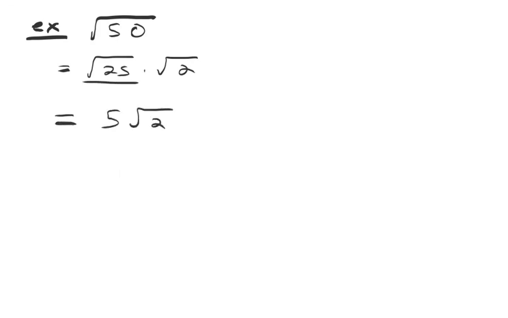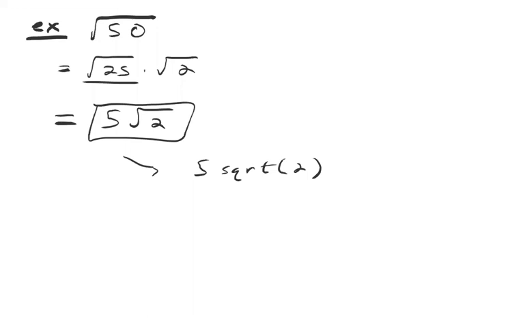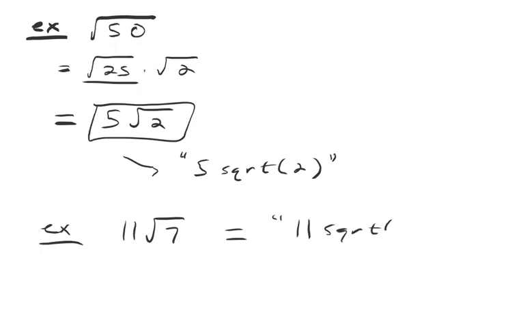You can write it like so: this is my answer, 5 square root of 2. Just write the number 5, then write SQRT with 2 in parentheses. That's how I would write that. Just so I can see if people got the answer. Another example: if it was 11 square root of 7, you would write 11 SQRT of 7.